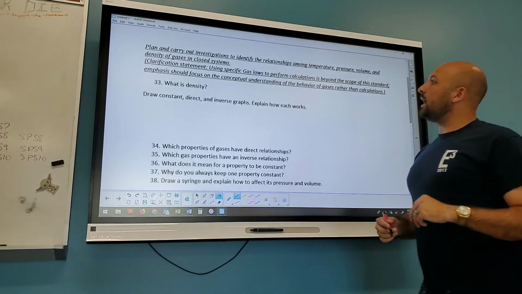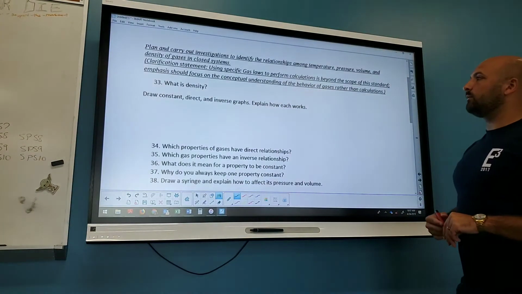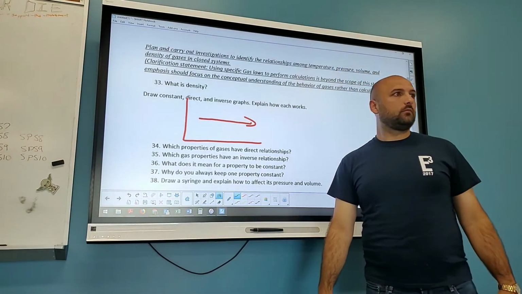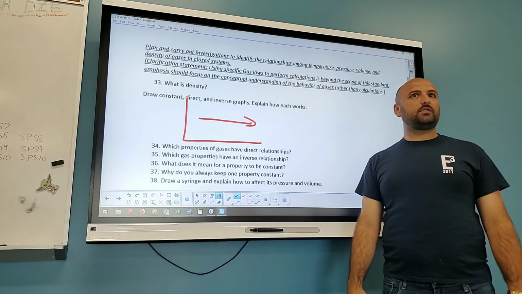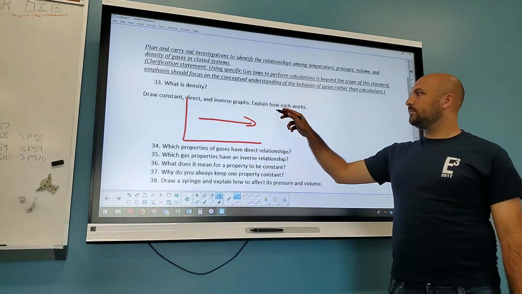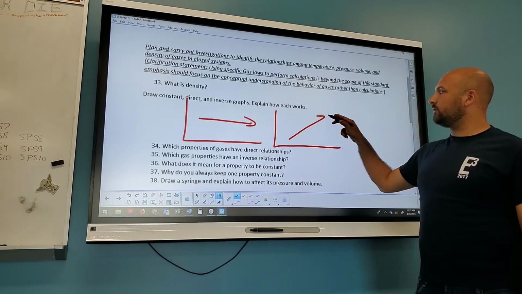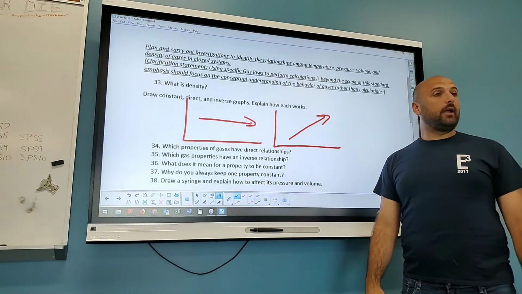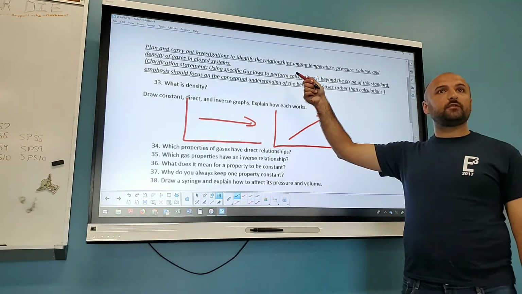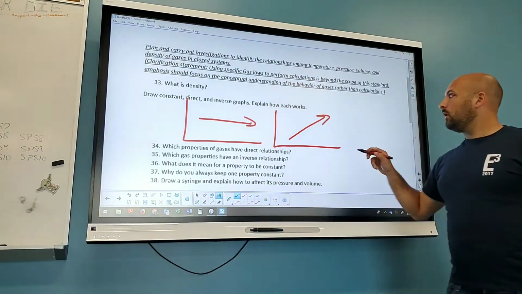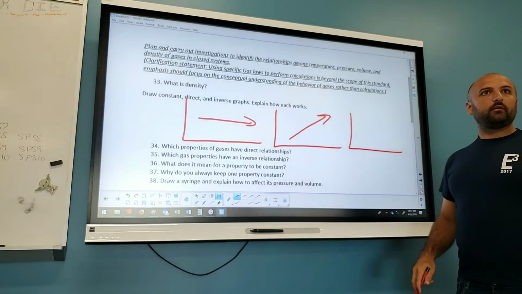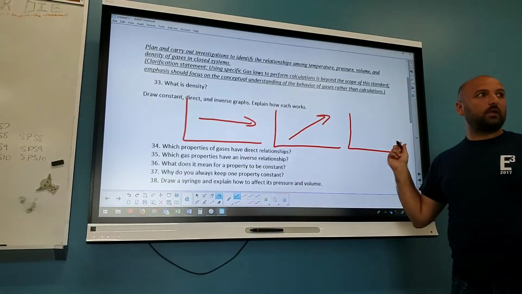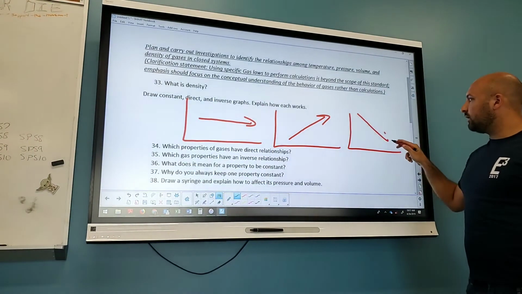Okay? Now, draw constant, direct, and inverse graphs. So if you have a graph and it's moving like this, what would you call it? Constant, direct, or inverse? Constant. That's constant. If I have a graph and it goes up like this, what would I call it? Direct. When one increases on the x, the other increases on the y. You with me on that? And then over here, what would an inverse graph look like? Inverse means opposite. So when one increases, the other decreases. We call it a negative slope.